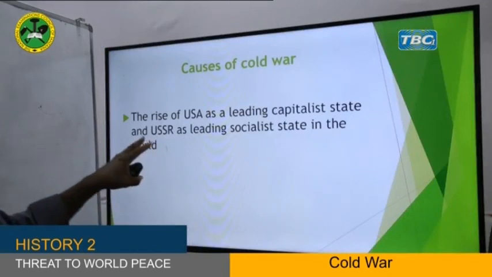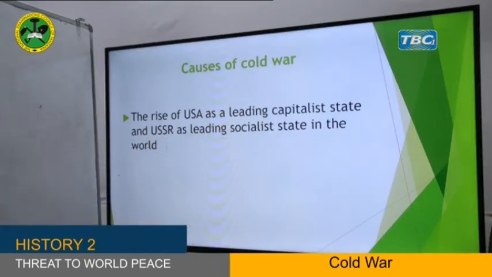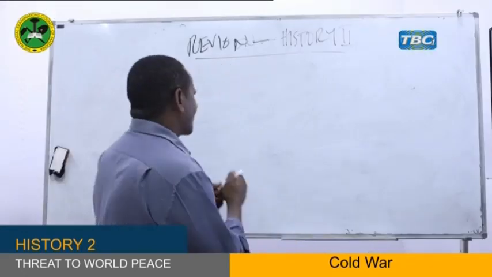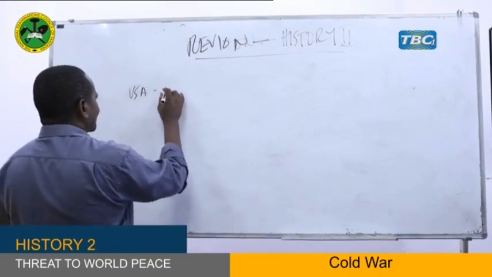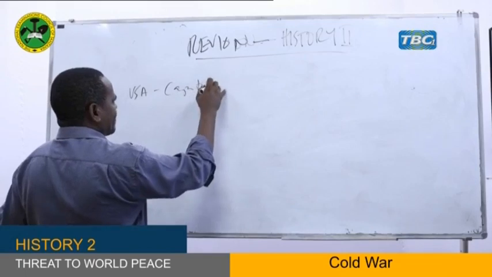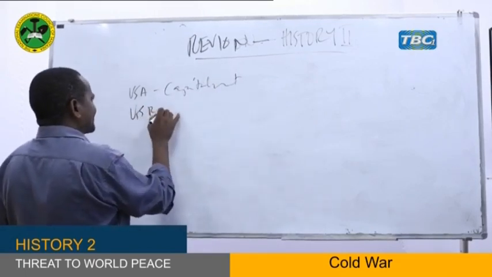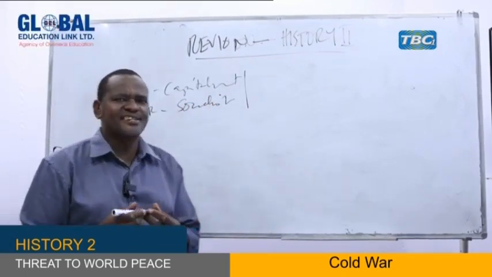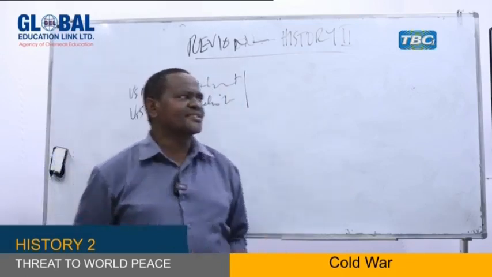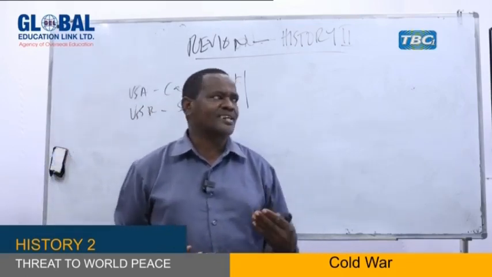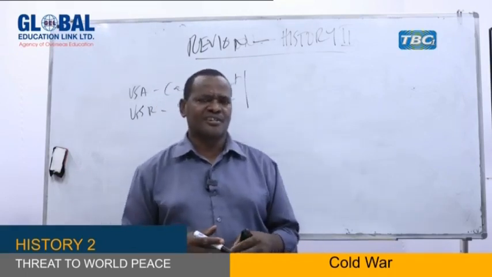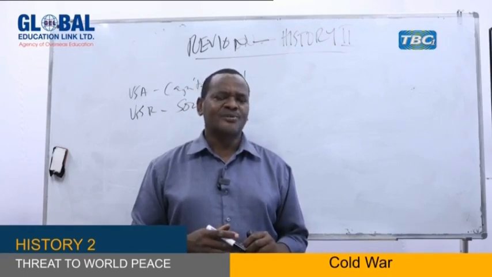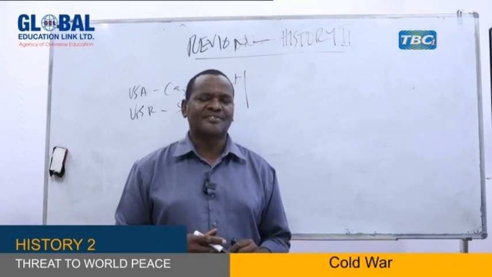Let's now look at another cause, and this is the rise of the USA as a leading capitalist state and the USSR as a leading socialist state. My dear students, we have two countries here: the USA, a leading capitalist state, and the USSR, a leading socialist state. These two countries did not only end up being the leading socialist and capitalist states; they also became the guardians of these two political ideologies. The USA became the guardian of capitalism, and the USSR became the guardian of the system of socialism.